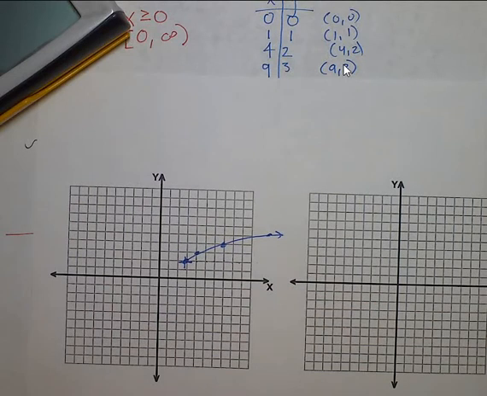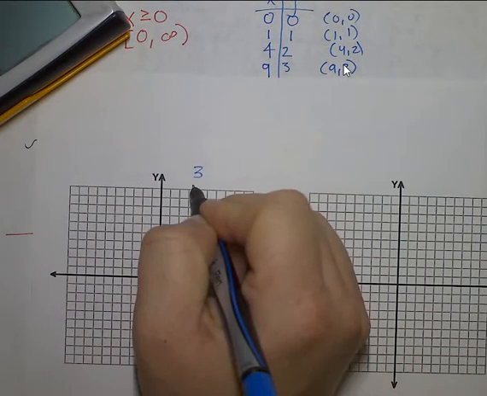Okay, what is the domain? Kevin, can you please say what the domain is? Okay, I agree with the number 3. What goes on the outside of 3? A parentheses or a bracket?